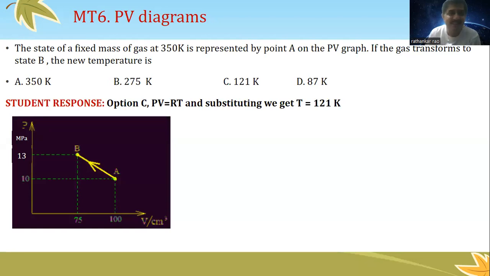Okay. So let us start with one more problem. This is on PV diagrams. I think it appears in thermodynamics. Yeah, this question is from gas laws only.